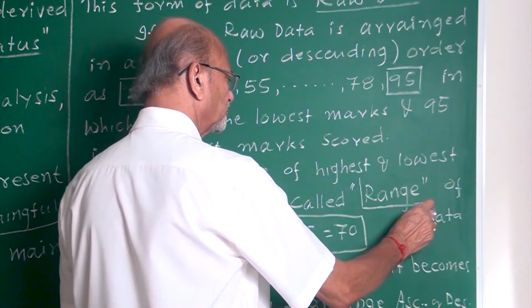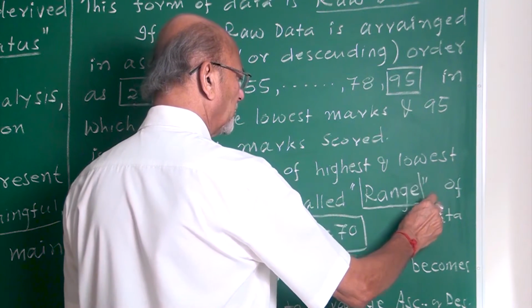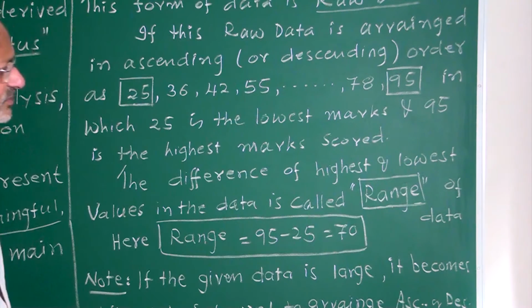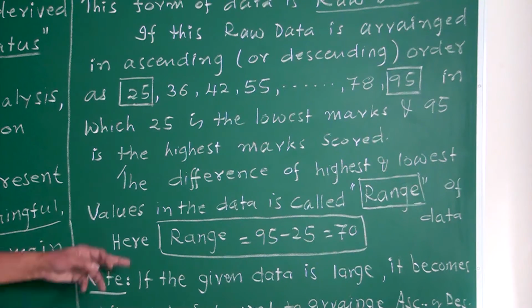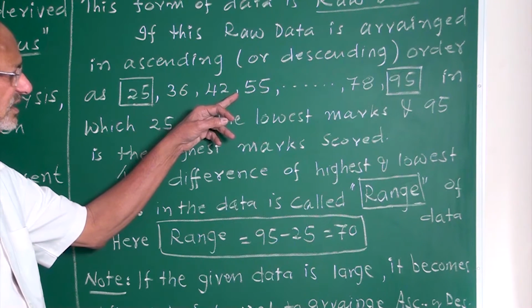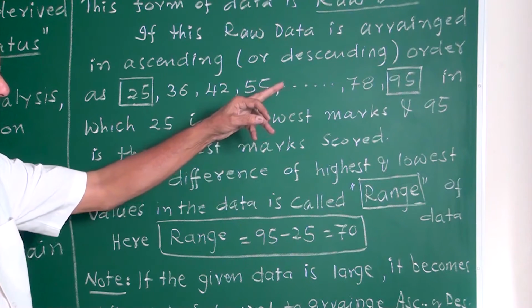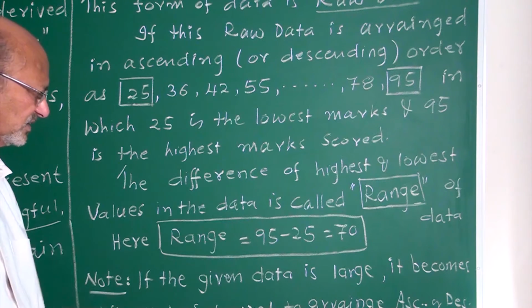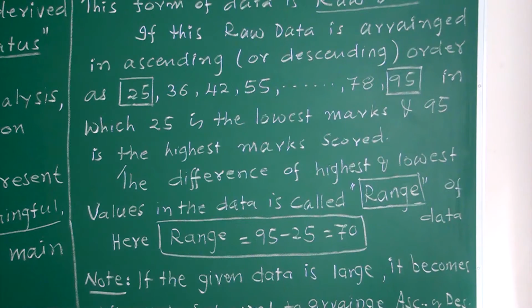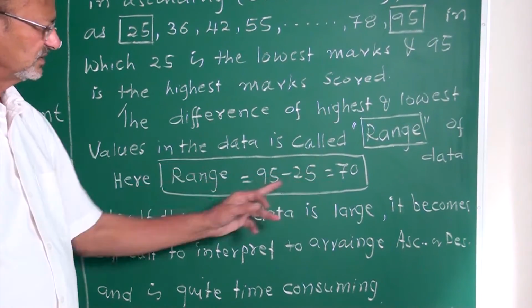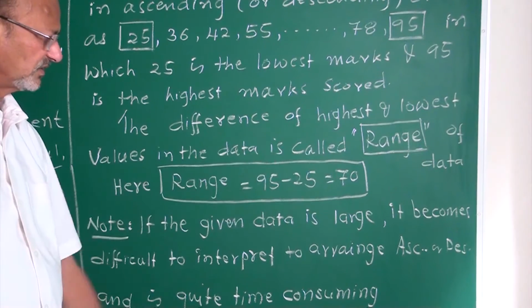All these words come, my friends, while doing the examples. Even one more question they may ask: what is the range of the data? Range is the difference between the highest and lowest value in the given data. What is the highest here? 95. What is the lowest? 25. Then what is the difference? 70. Therefore, the range of this data is 70.